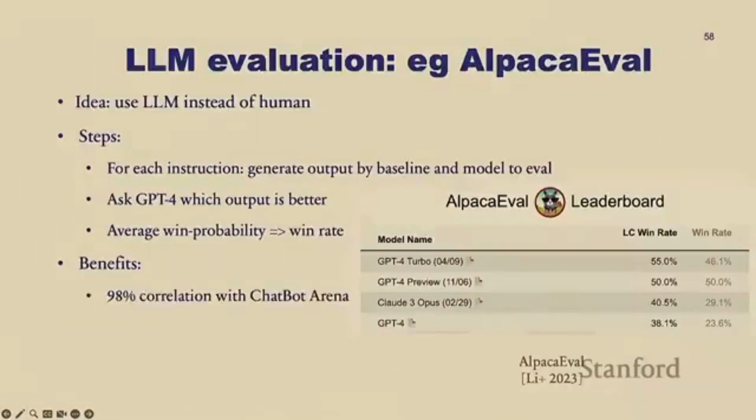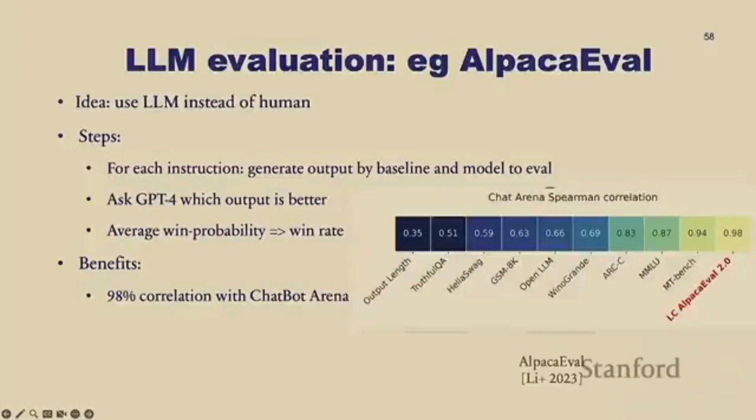So the benefit of this is that we get 98% correlation with Chatbot Arena, so very high correlation with humans. This is a comparison with correlation with other benchmarks, and it takes less than 3 minutes and less than $10 to run, so it's pretty cheap.